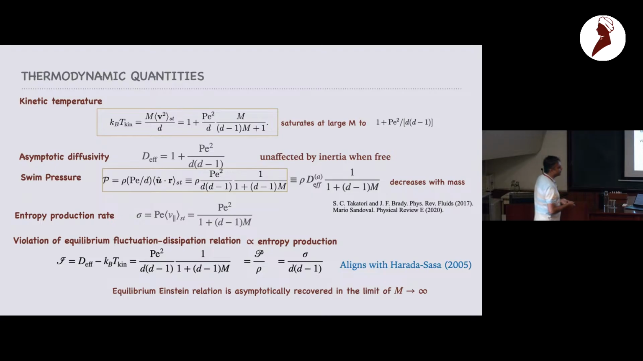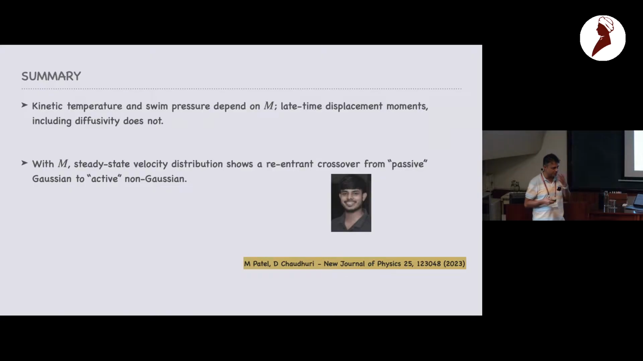And this aligns nicely with the Harada-Sasa relation, but we have this exact expression. I should remind you that these D factors are for dimensionality. The first D stands for the dimensionality of the embedding space, and D minus 1 is for the orientational dimensionality. So this quantity, again, at very large values of inertia, will go towards 0, as if the departure from equilibrium becomes vanishing. This work was done by Manish.